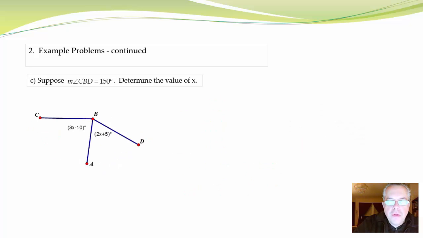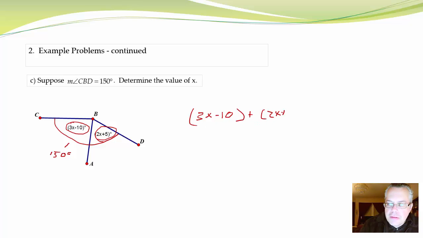Here's a little bit different kind of question, and our last one for adjacent angles. This time they give me the measure of the entire angle. They would say the measure of angle CBD. That's the entire thing. The entire angle equals 150. And they want to know what x is. So we got to think the measure of the entire angle is what you get when you add up the individual angles. So we have to add those, 3x minus 10 plus 2x plus 5 equals 150.